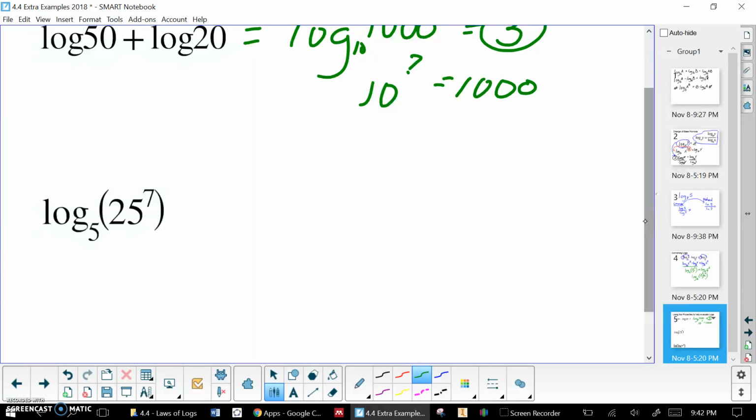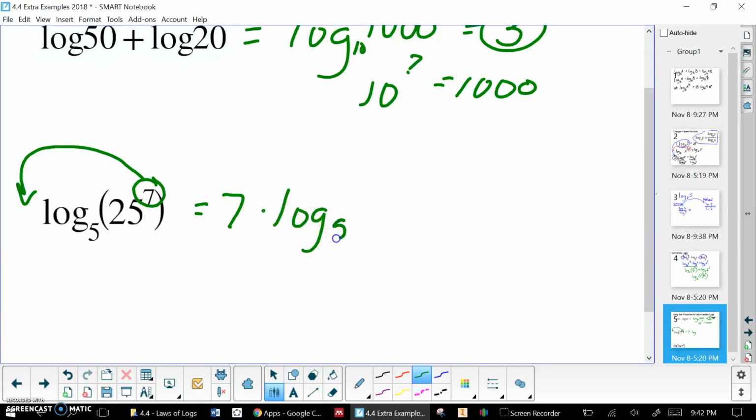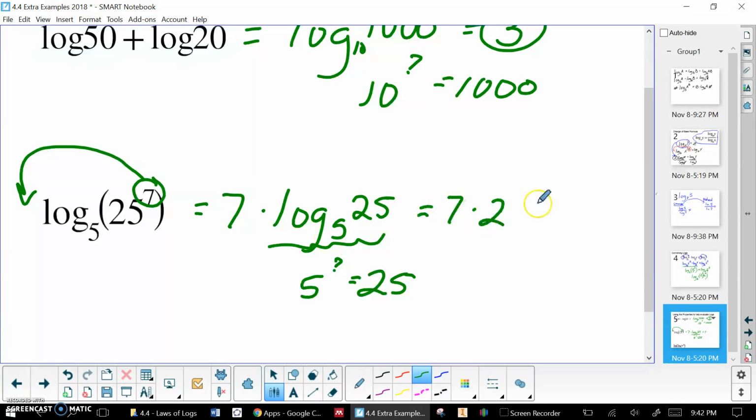Next up, something like this, log base 5 of 25 to the 7. Again, not so easy to deal with here, but if we remember our exponent rule to turn that into multiplication, we actually have 7 times log base 5 of 25. And now this part's actually a lot easier to deal with. Log base 5 of 25, if you remember, is saying 5 to the what power equals 25. And so this part right here is just 2. And so here we have 7 times 2, and that is 14. So by bringing that exponent down, we're able to make that problem a little bit easier to deal with.